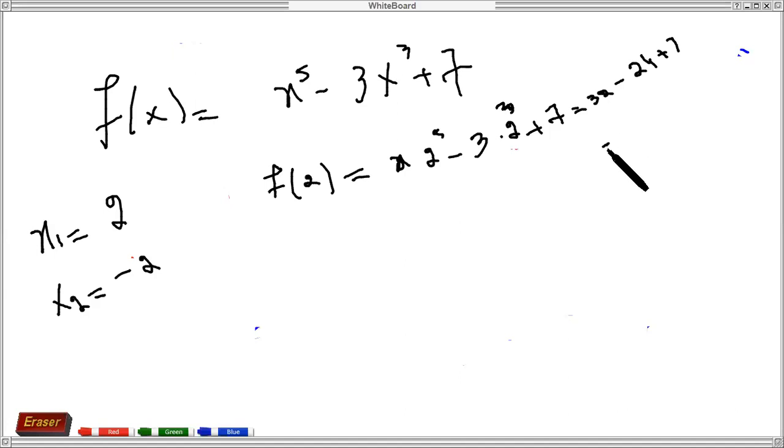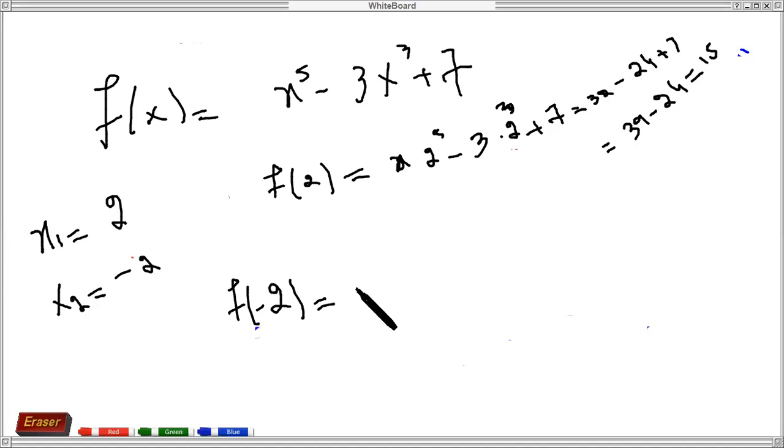So first 32 plus 7 equals 39, and minus 24. 39 minus 24 equals I think 15. So result is plus 15. Now find out f of minus 2.